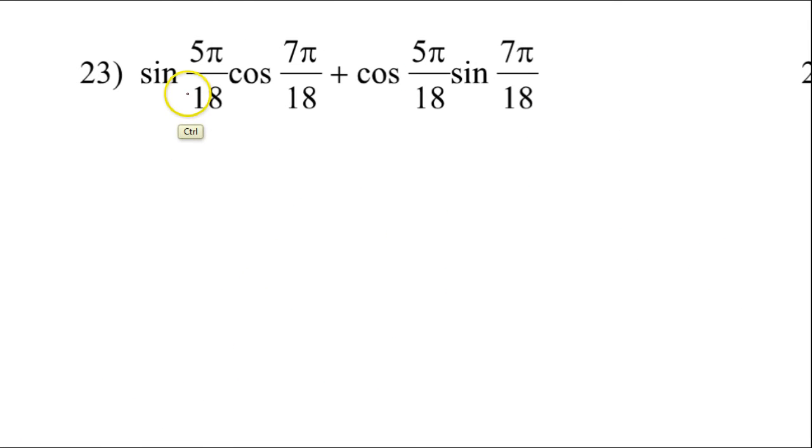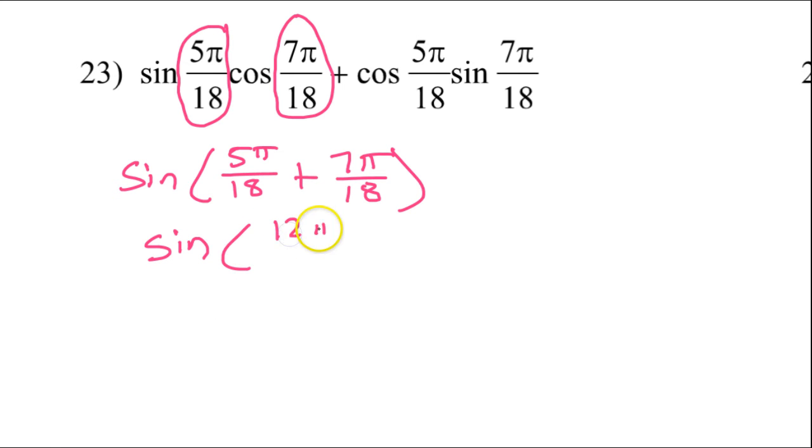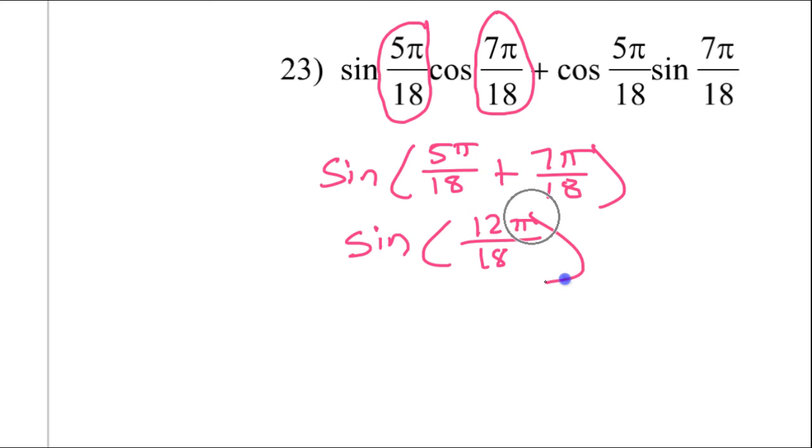Alright, number 23 is, I see sine, cosine, cosine, sine. That is how the sine sum formula works. So this is going to be the sine function. And the two angles involved are this angle and this angle. So that's why I'm going to have the sine of 5 pi over 18 plus 7 pi over 18. If you add these together, you get 12 pi over 18. So this will be the sine of 12 pi over 18. Then I'm just going to reduce this. These are divisible by 6. So this will be 2 pi over 3.